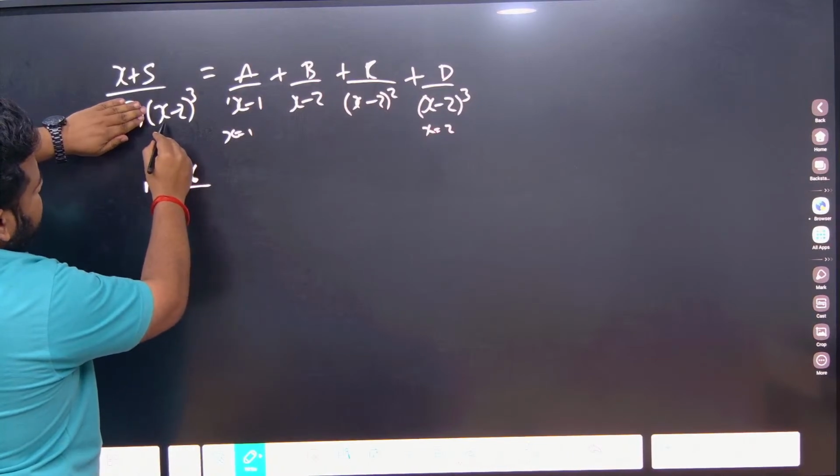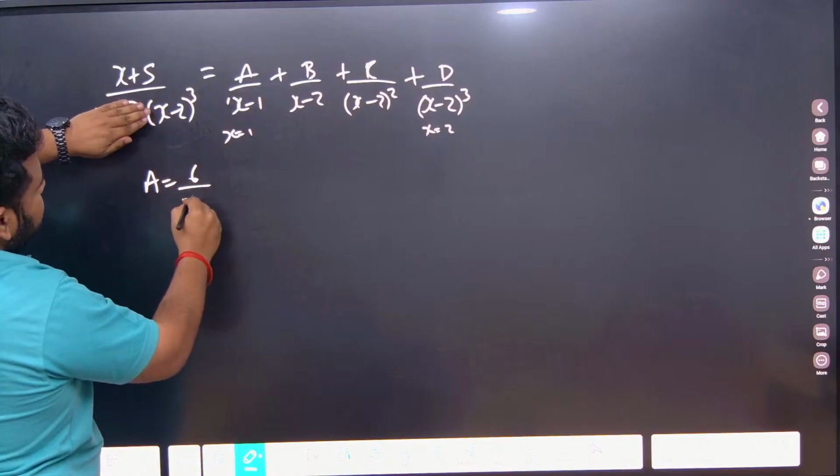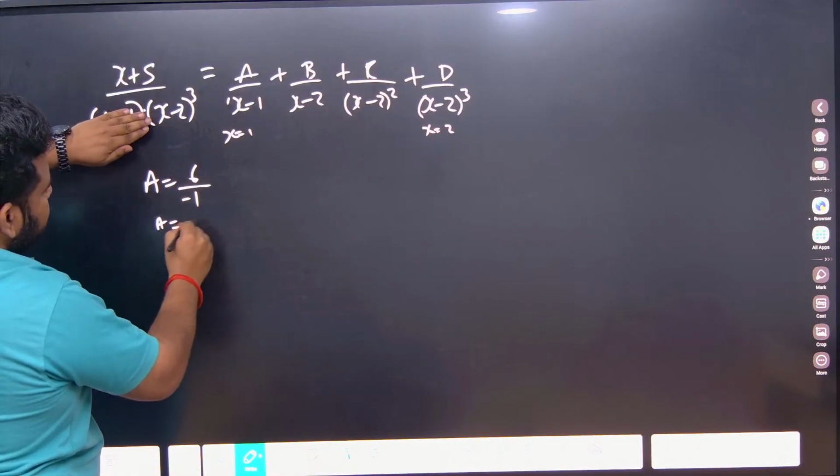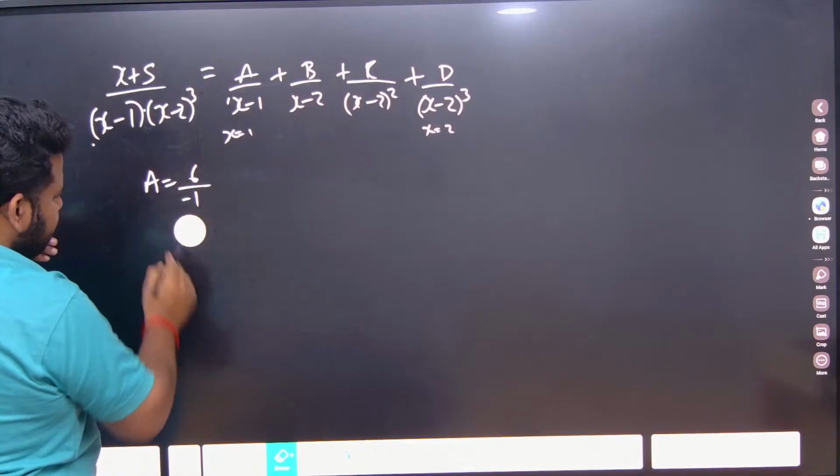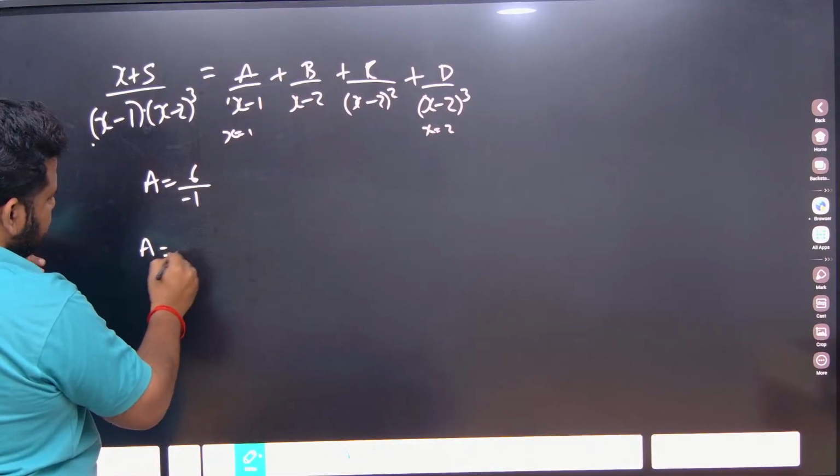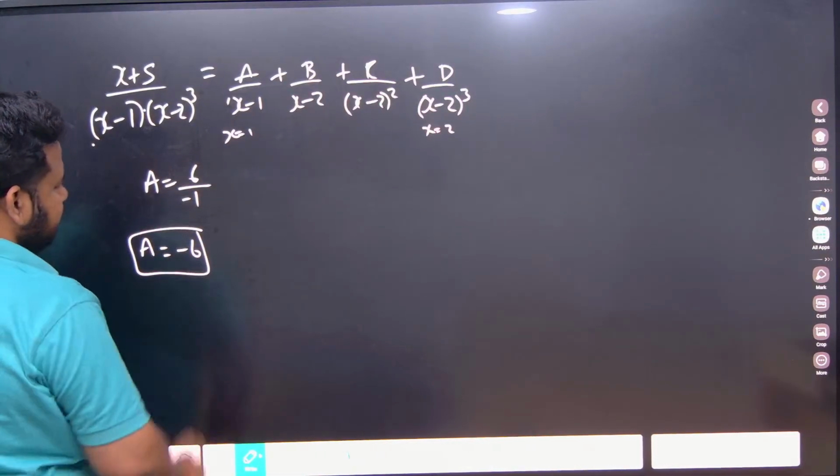X minus 2, with x as 1, is 1 minus 2, which is minus 1. Whole cube is minus 1. So A is equal to minus 6. Directly I can write A is equal to minus 6.